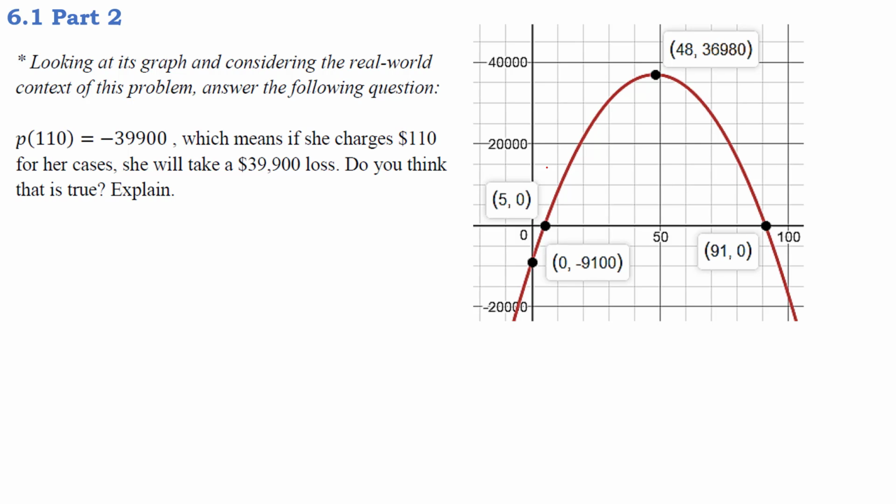Well, $39,900 loss? Well, no, the smallest possible profit would occur if she sold 0, which is negative 9,100, right? The smallest profit she could make is if she sold nothing. She sold none of them. If she sold none of them, she would lose 9,100. So if she charged 110, then it wouldn't make sense, right? Because 110 would be way over here, somewhere way over here.